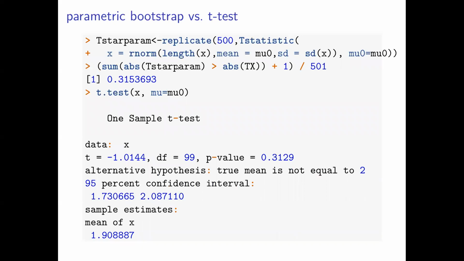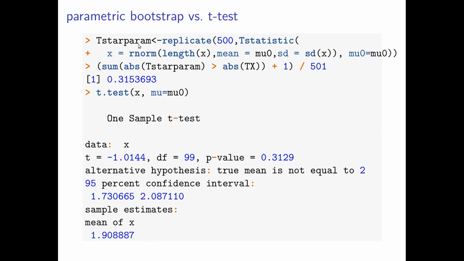Now we start out comparing the parametric bootstrap for this test. What do we do? We simulate data from a normal distribution, same number of observations as in the original version, with the mean being this mu0, as we are in the null hypothesis scenario of the t-test, and the standard deviation equal to the standard deviation of the data. And we fill all this into this t-test statistic and replicate it 500 times, so we have 500 bootstrap samples. We see the bootstrap estimator for the p-value is 0.315. The actual student's t-test for this example would have a p-value of 0.3129. So we are getting pretty close.